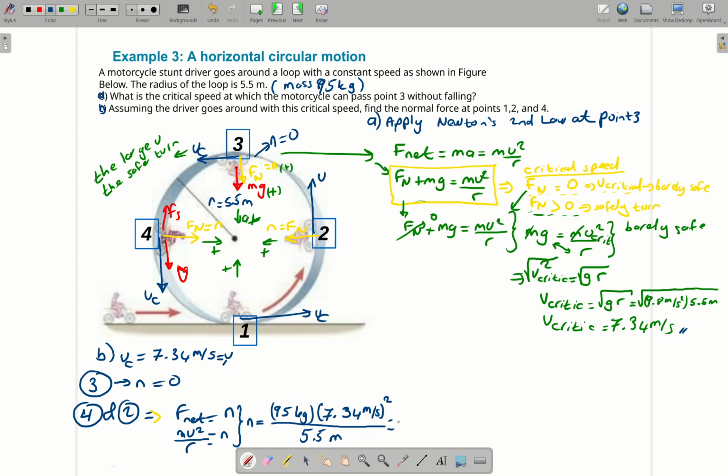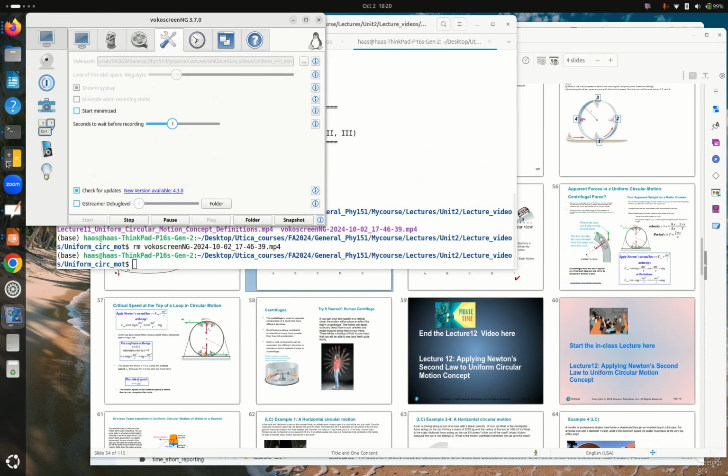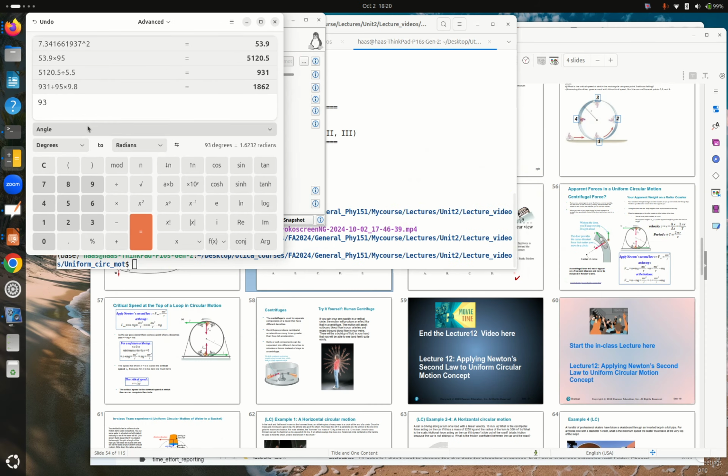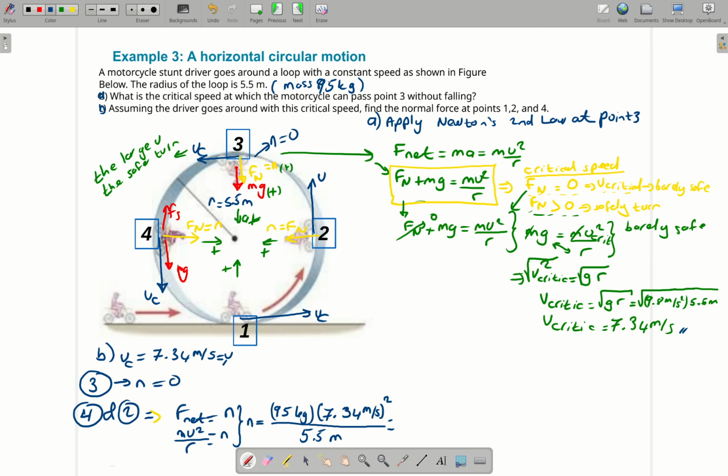I have a number here, but I'm not sure if I used 65 or 95 kilograms. So let's solve this for 95 kilograms together to make sure. What do we have? 95 is our m, times the 7.34, our minimum speed, squared, divided by r, 5.5. 930.6 Newtons. That's our answer.